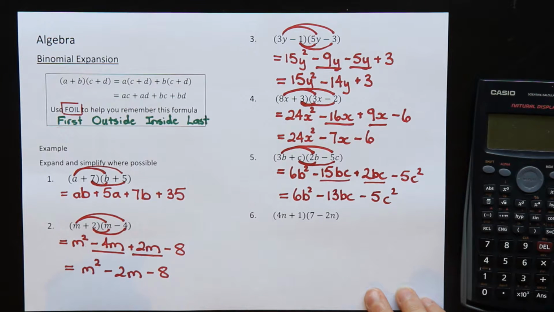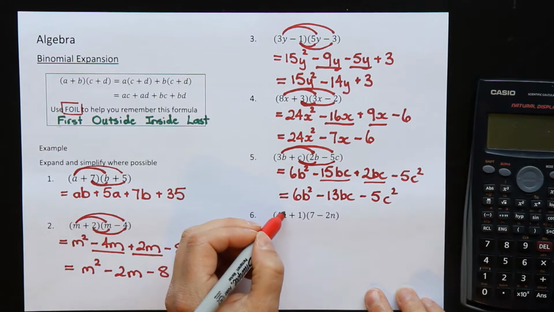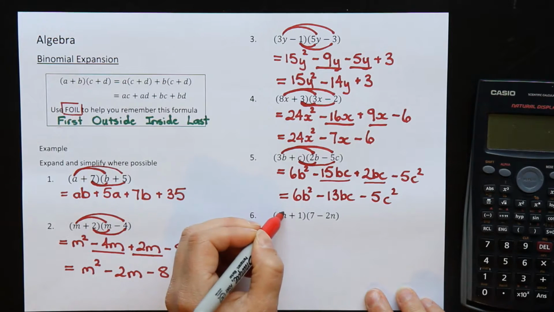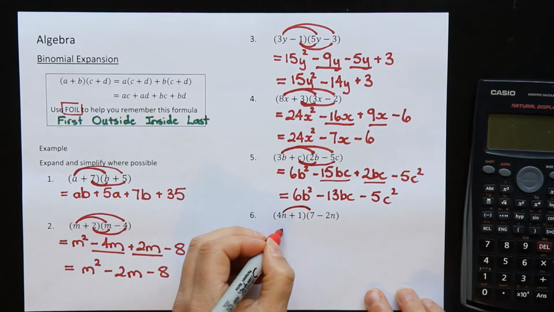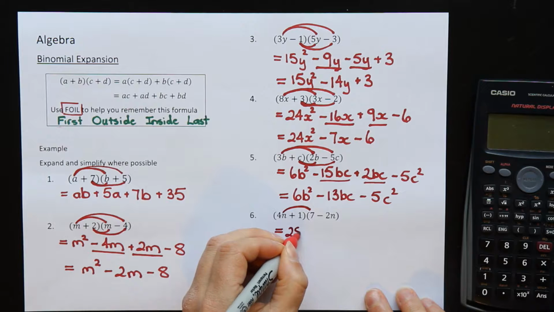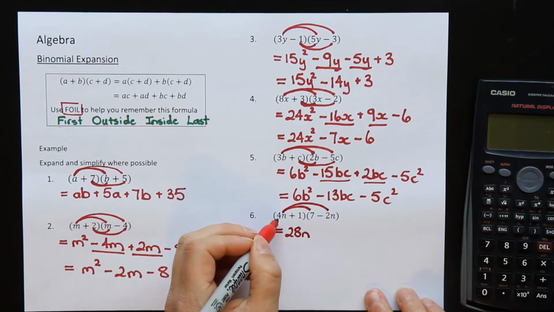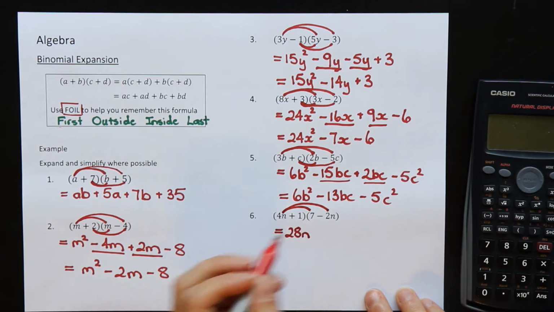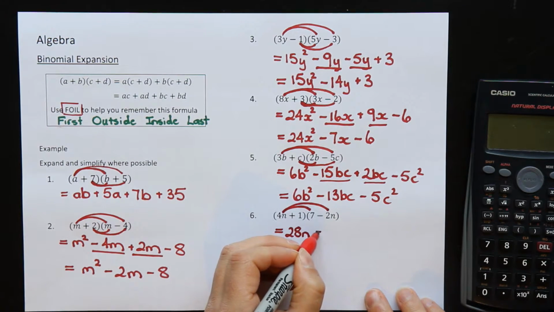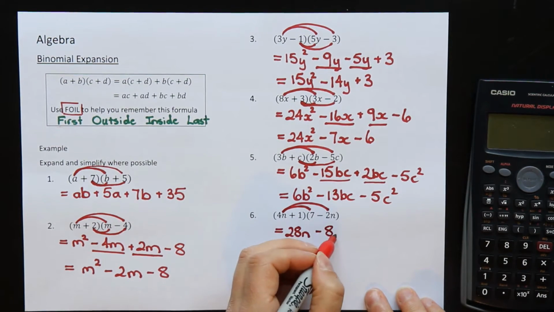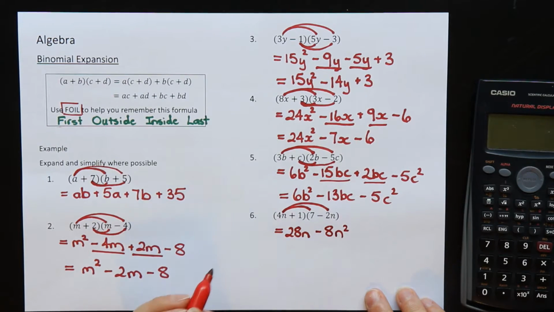Question 6. Just repeat, repeat, repeat. Here we go. FOIL. 4n times 7. 4 times 7 is 28n. Outside ones. 4n times minus 2n. 4 times minus 2 is minus 8. n times n is n squared.